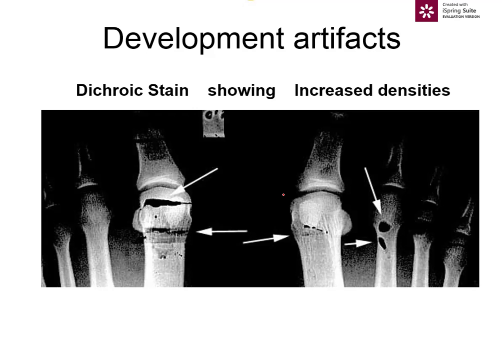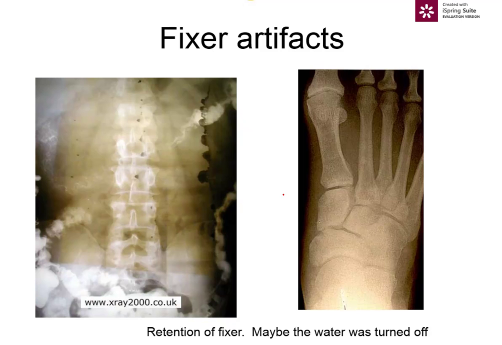But what happens is that you got these chemicals on the film and development began too early, and as a consequence you ended up with all these dark spots. Okay, fixer could also have artifacts, and retention of fixer was a real problem back in the days, particularly of manual development, which is really what you've got here, particularly on that image over to the left.